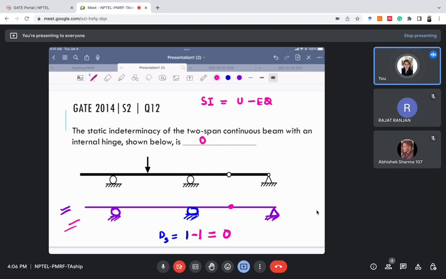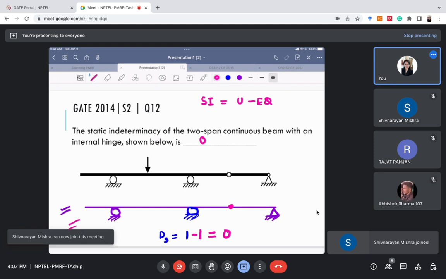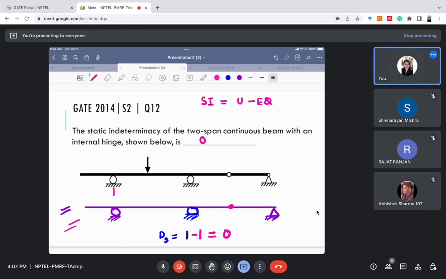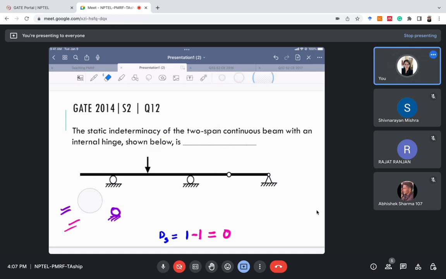Okay, I hope there should not be a problem for the beam. For frames, there are specific formulas which you need to follow, because in case of frames, you cannot look at every joint and find the unknowns, and then find the degree of static indeterminacy. So it's better to use the formulas for the frames, but for the beam you can easily identify the degree of static indeterminacy. If there are any doubts, you can stop me.